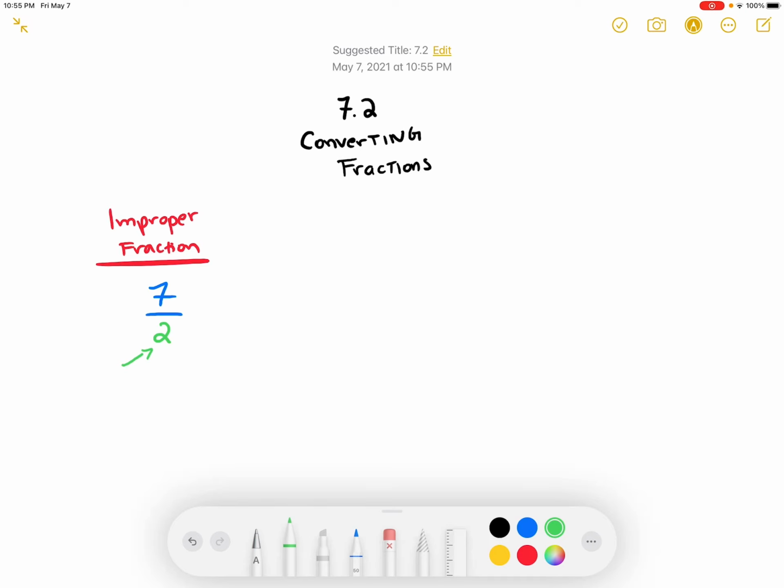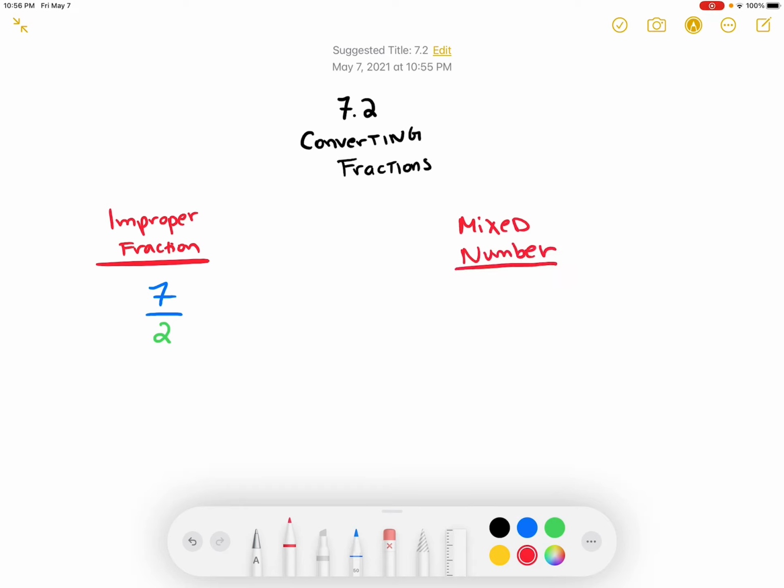it's improper because the denominator is smaller than the numerator. It would be a proper fraction if the numerator was smaller than the denominator. But that's not what we're talking about here. What we're talking about is this improper fraction. We have to change that into a mixed number, or we need the skill to do it. Here's how you do it.